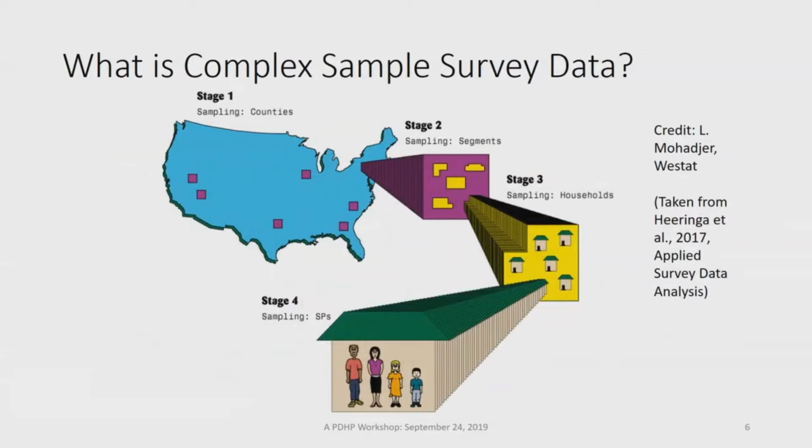Where within a sampled household, you roster that household. You see who's living there. You might screen that household for eligibility, and then you might pick one or more of the eligible people living in that particular household. This is a very common area probability sample design for large national samples.